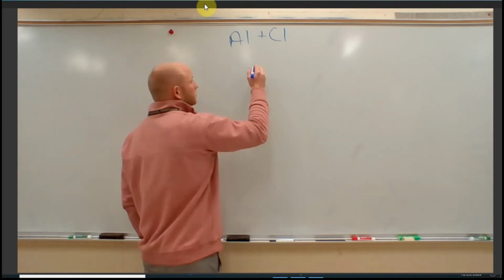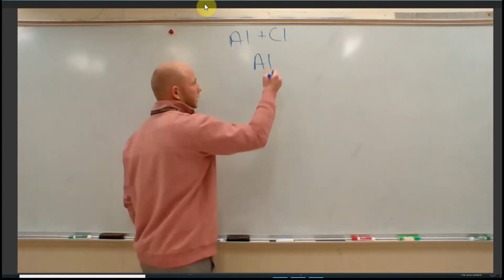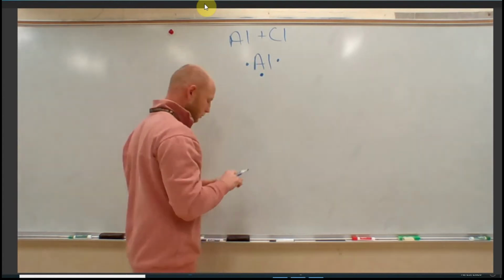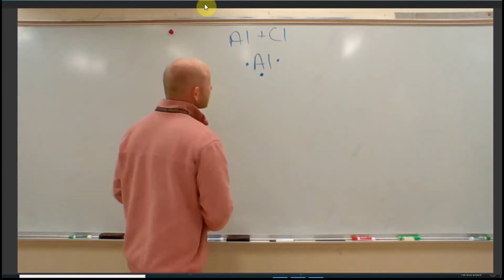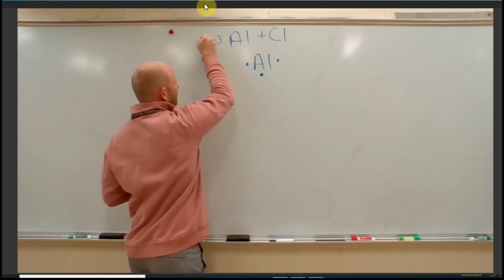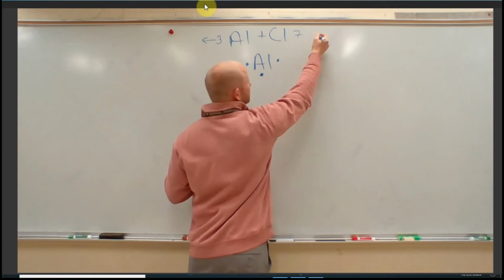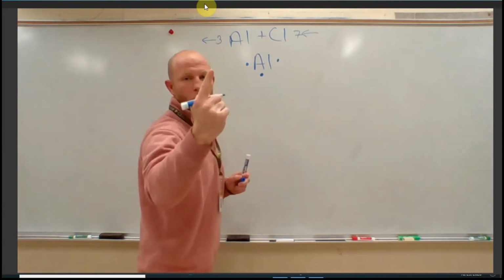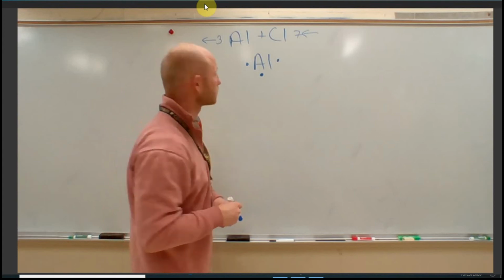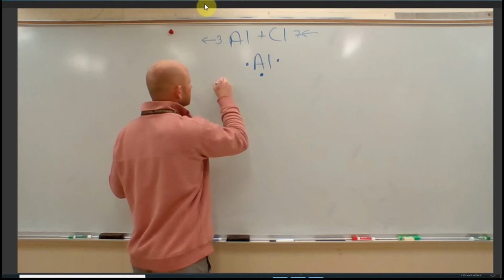I know aluminum is a group 3 element, therefore it has 1, 2, 3 valence electrons. Right, it's a metal, it has 3. It's going to give 3 of these electrons away. Chlorine has 7, so it only needs to gain 1 more valence electron to achieve 8 valence electrons. So then I have my chlorine here.